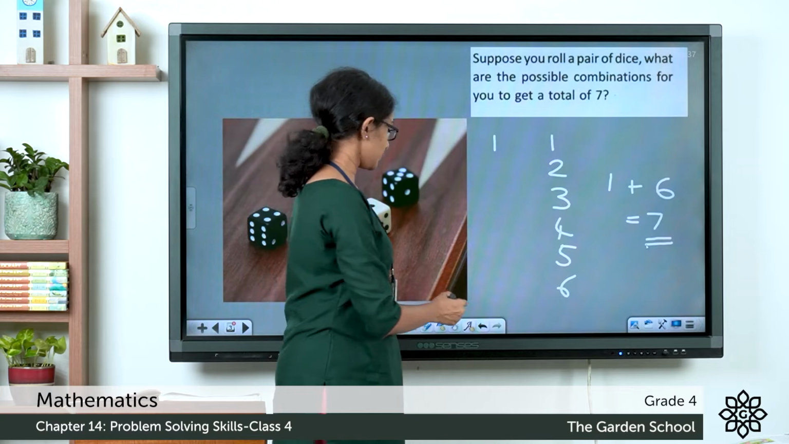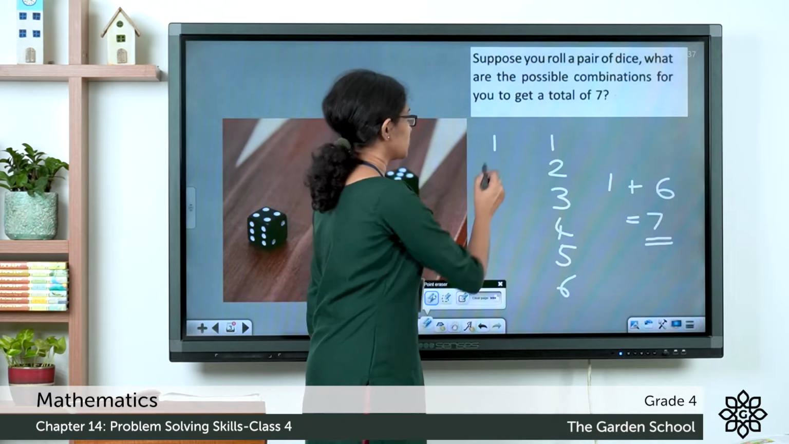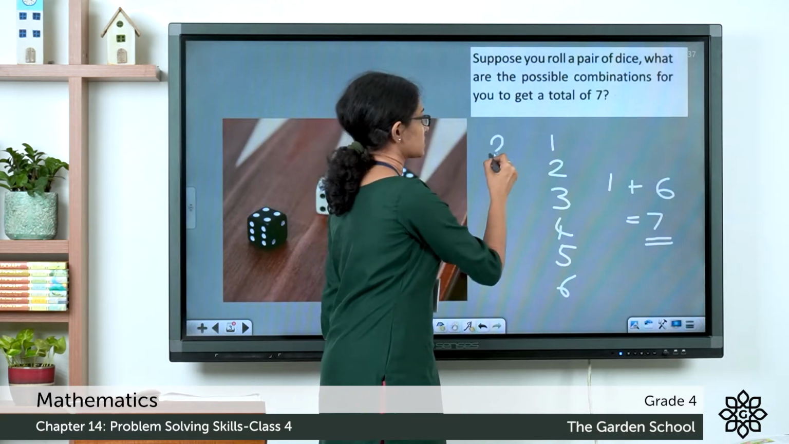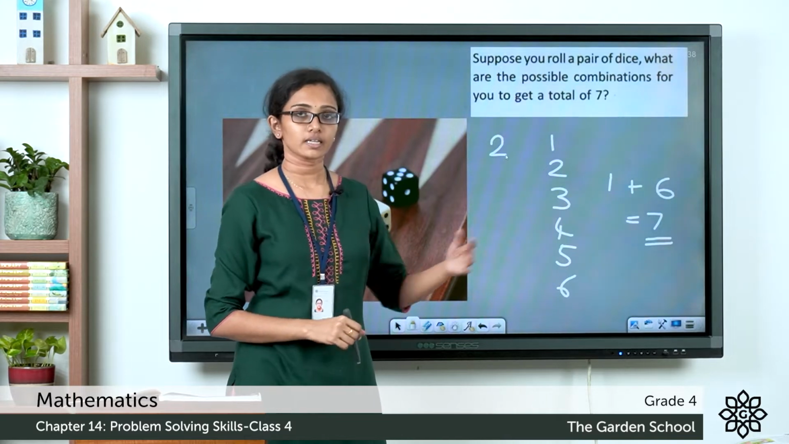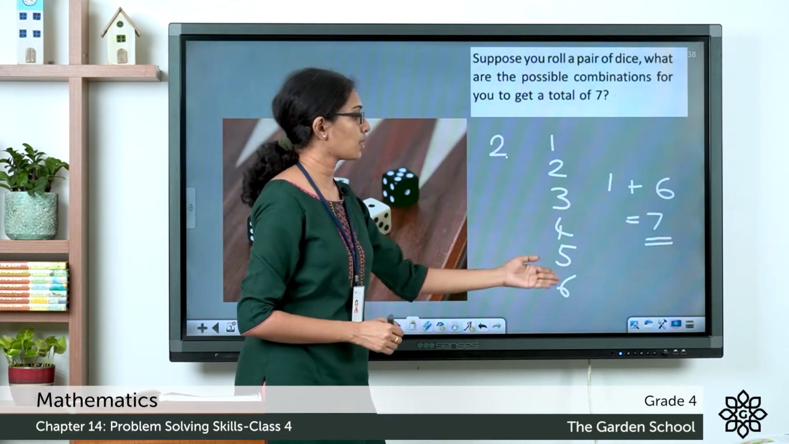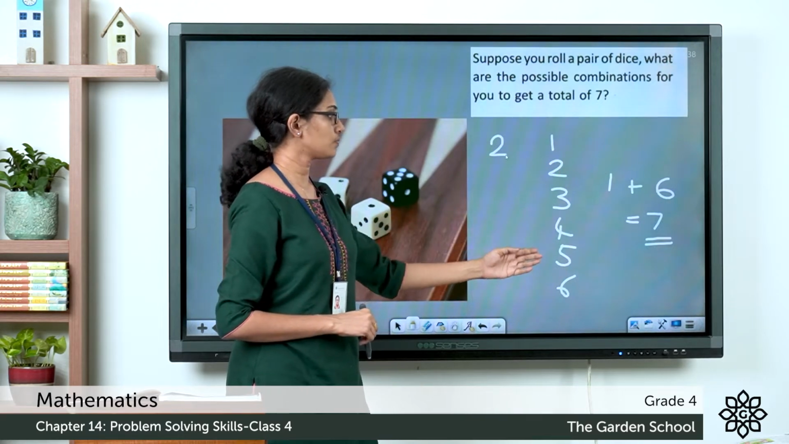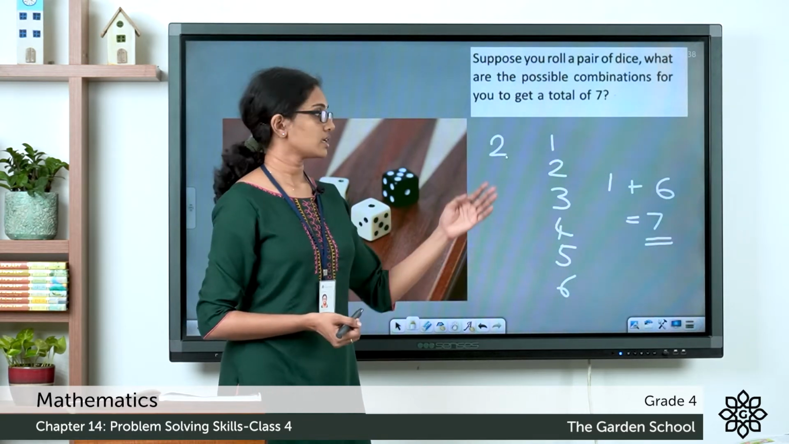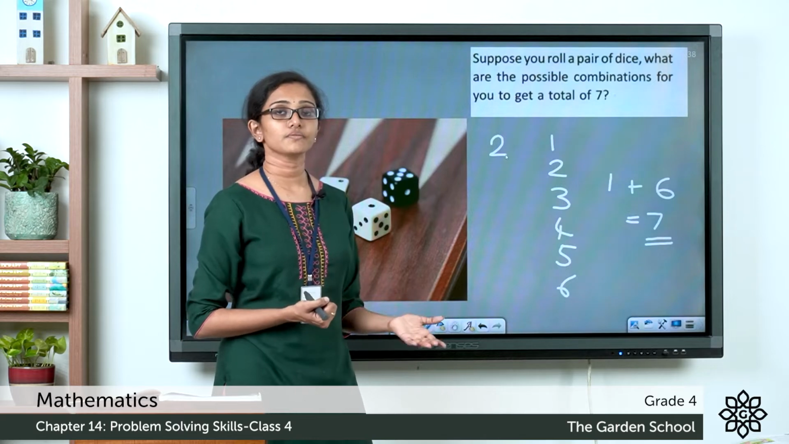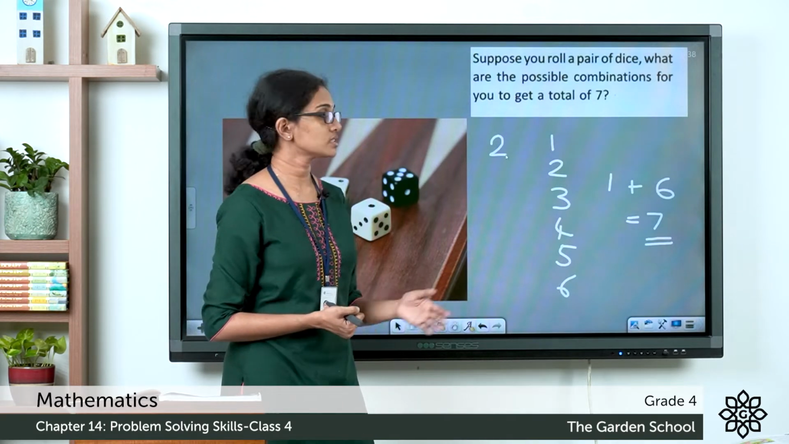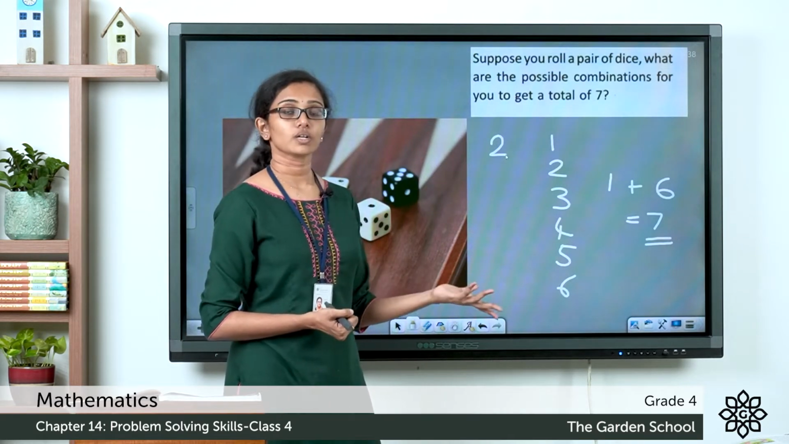Let's see. What if we get 2 on the first die? On the second die, you may get either one of these 6 choices. You may get 1, 2, 3, 4, 5 or 6. Now, among these, can you identify which are the possible combinations that will give you a total of 7?